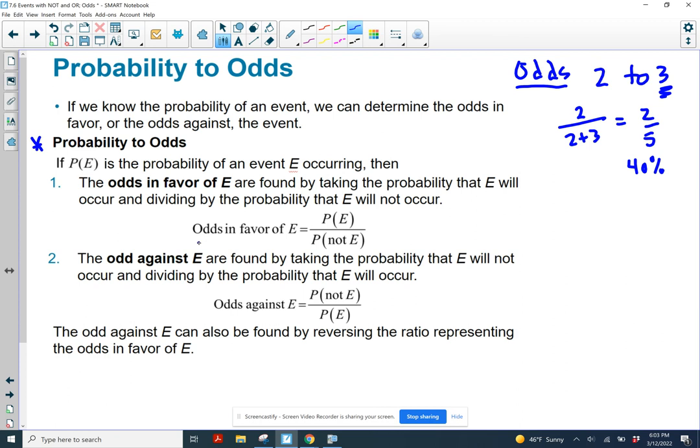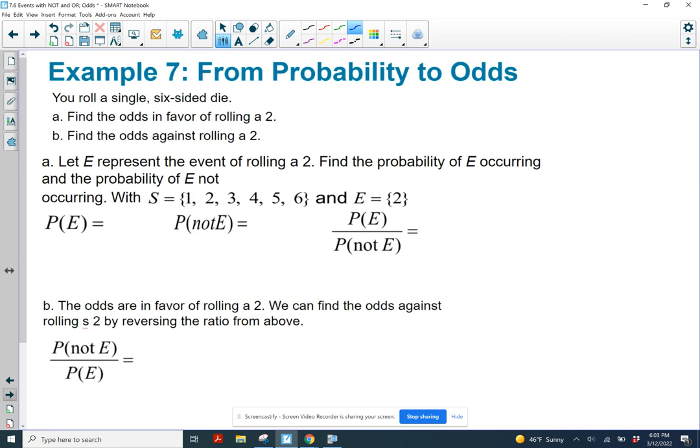And that will get us the odds in favor of E. So the probability of E divided by the probability of not E. The odds against E are found by taking the probability that E will not occur and dividing by the probability that E will occur. Oh, all right, that sounds really confusing. It's not when we put it in practice. Odds against E can also be found by reversing the ratio that represents the odds in favor. Okay, let's do an example and clear all this up.